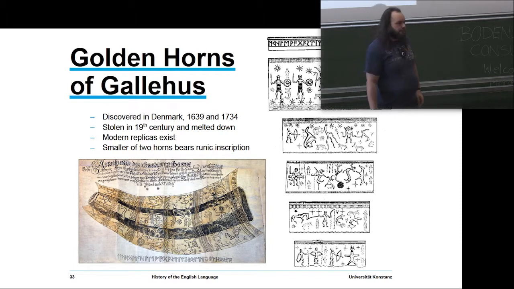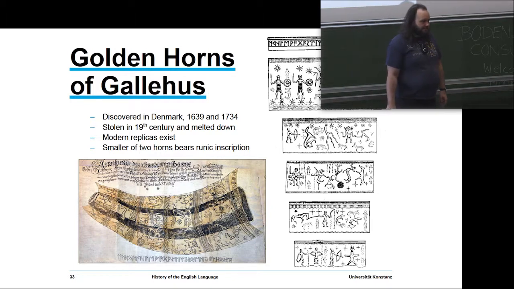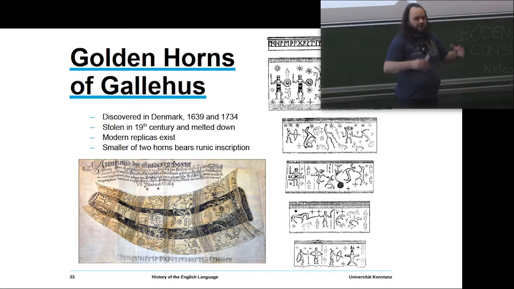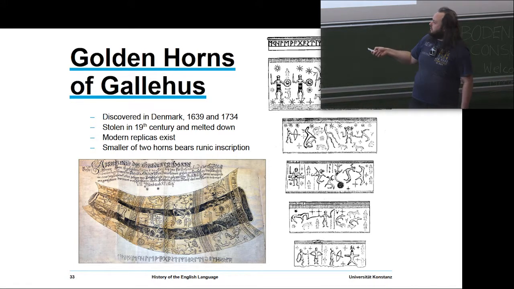The annoying thing about the golden horns of Gallehus was that they happened to be made of gold. And because they were made of gold, people kept nicking them and then melting them. Or at least they melted them once. Once you've melted something, it can't then be unmelted. So with these horns, you can see what they looked like, and the gold kind of wraps around them.